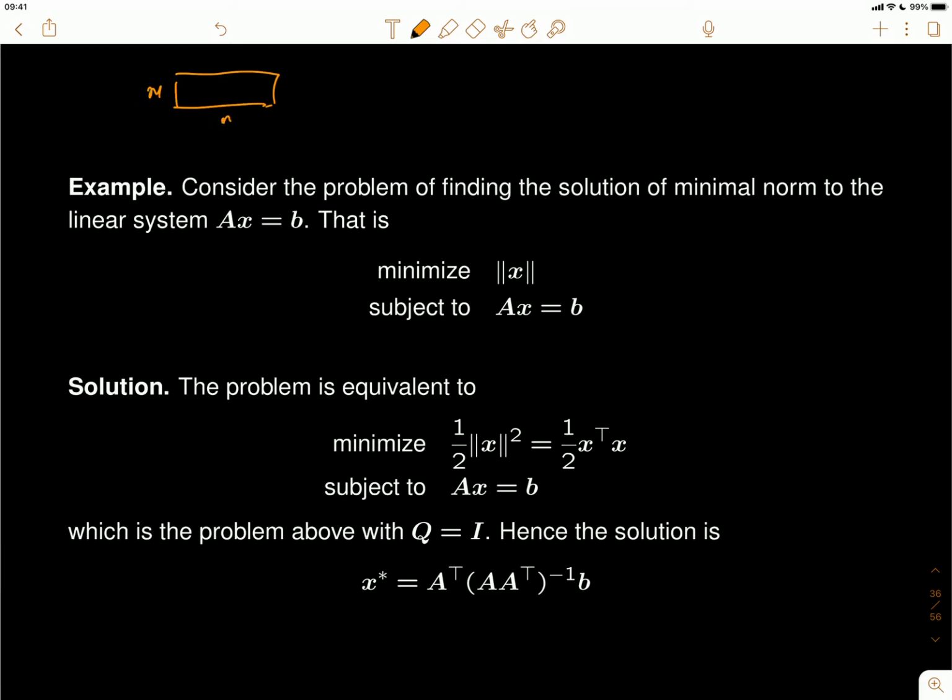So there are infinitely many solutions for x, but we're looking for the solution that has the minimum norm. That's why it's called the minimum norm solution to the linear system A x equals b.